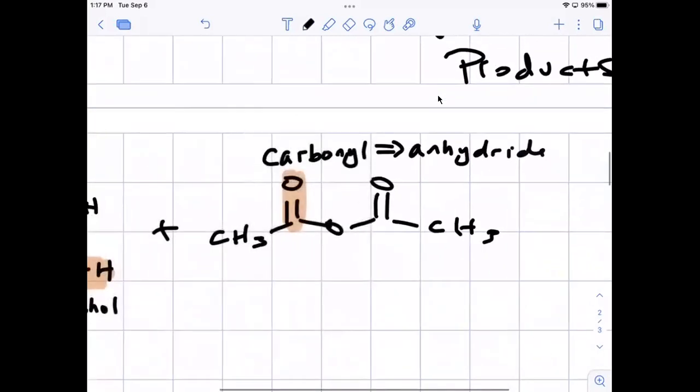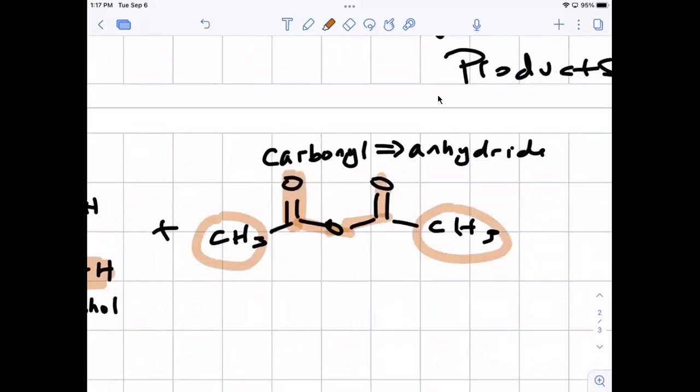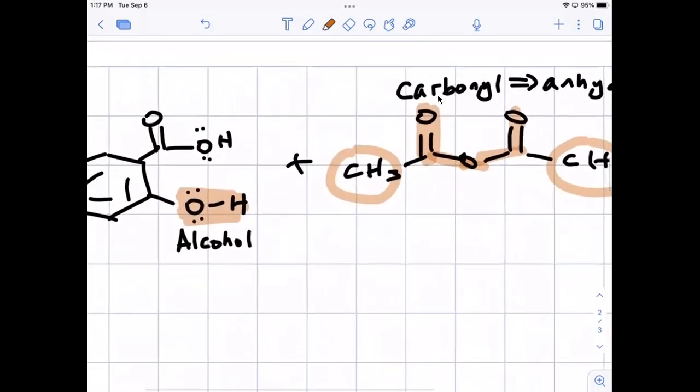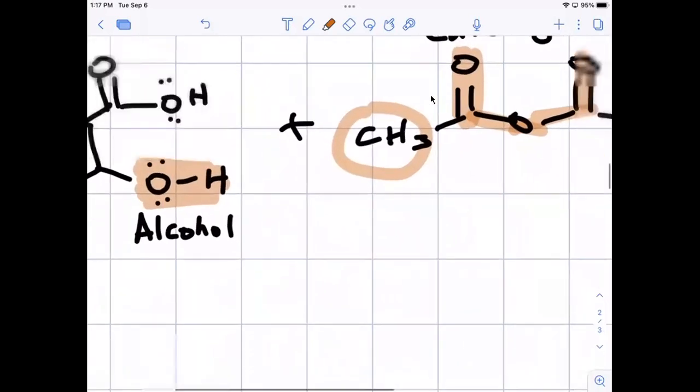This is the structure of an anhydride right here. The groups out here can vary, but that central part is really important, where you have two carbonyls connected by an oxygen. That's the central structure of an anhydride. So the alcohol and anhydride react together, and this is an example of what we call an addition reaction.